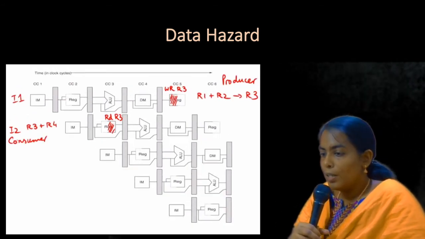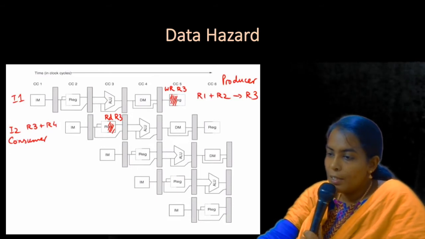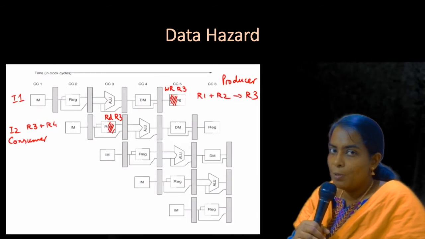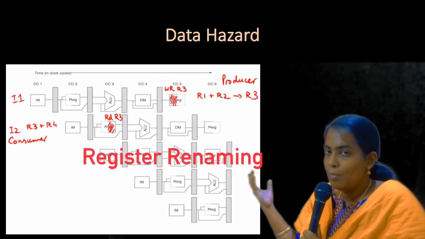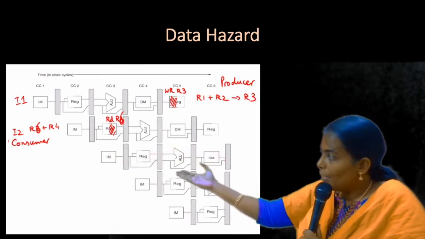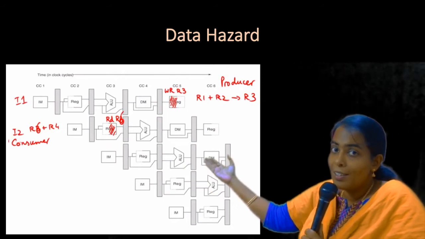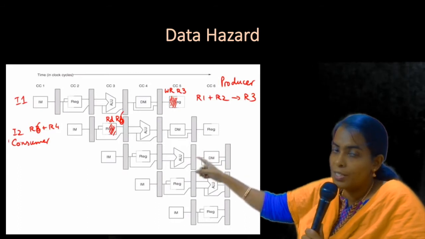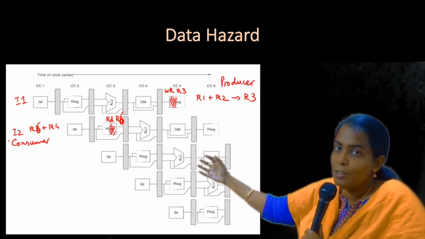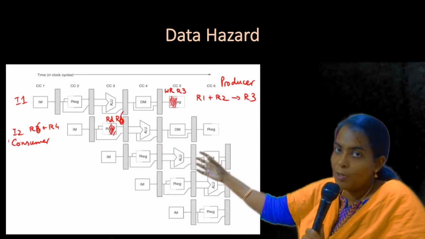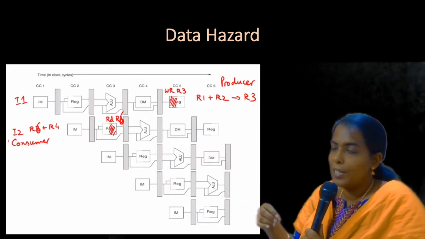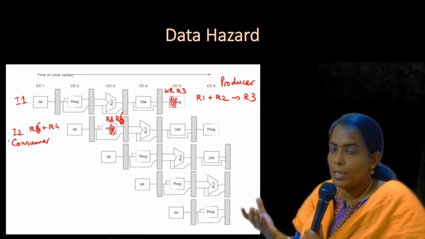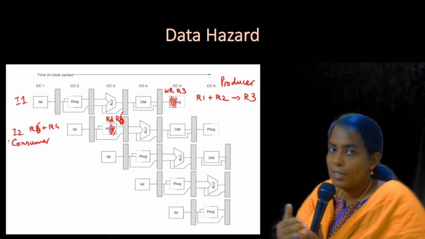So how can we resolve the data hazard? By introducing a concept called register renaming. Since the I2 instruction was using the R3 register, now we see clearly that the R3 register has been renamed to some other register file. So R6 plus R4, where R6 does not hold any variable, maybe it would be 0. This is how the conflict is resolved.